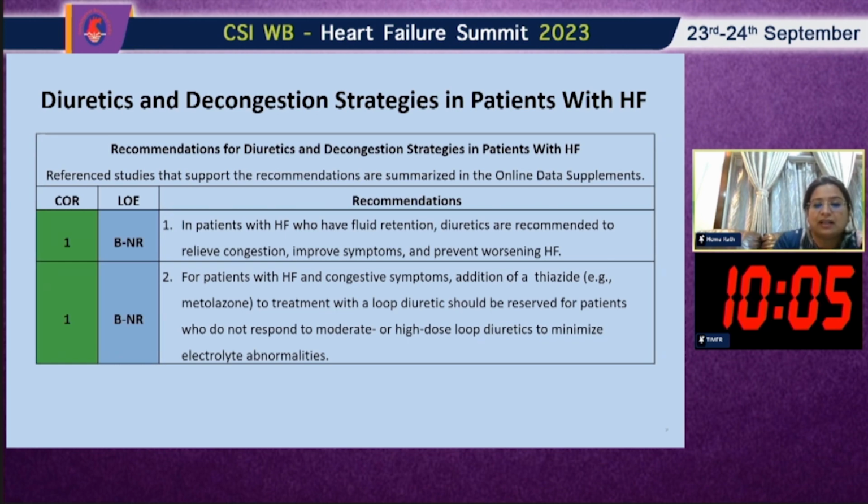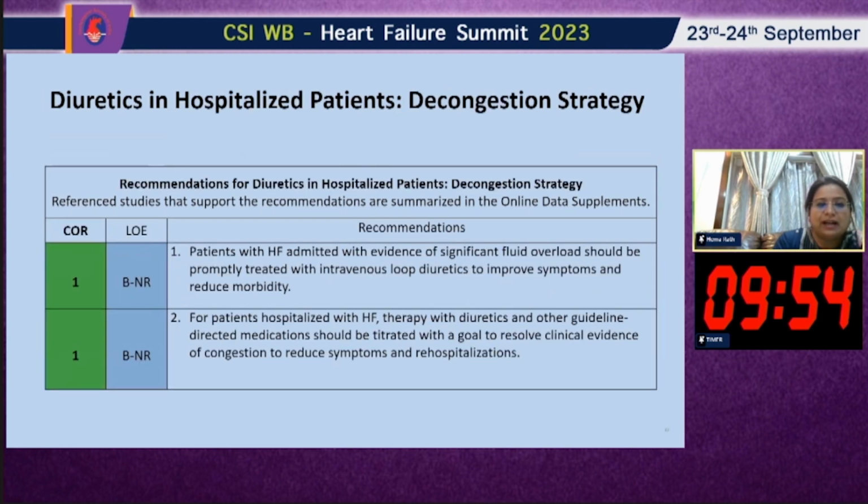Also, with heart failure and congestive symptoms, addition of thiazide to treat with a loop diuretic should be reserved for patients who do not respond to moderate or high dose loop diuretics to minimize electrolyte abnormalities. And in hospitalized patients, the evidence of significant fluid overload should be promptly treated with intravenous loop diuretics to improve symptoms and reduce mortality.